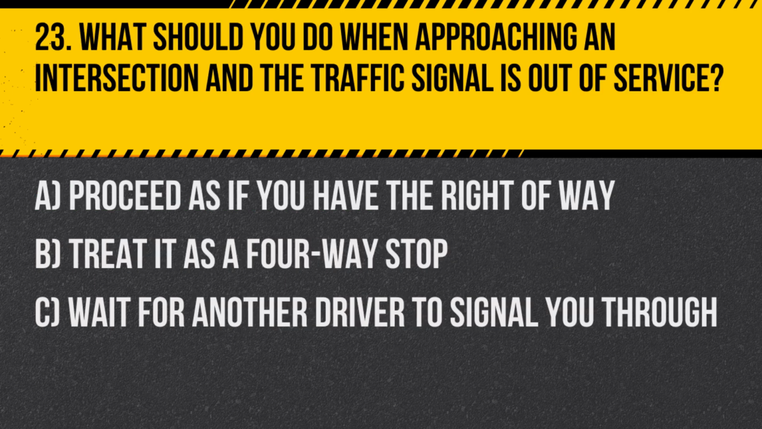Question 23. What should you do when approaching an intersection and the traffic signal is out of service? A. Proceed as if you have the right of way. B. Treat it as a four-way stop. C. Wait for another driver to signal you through.